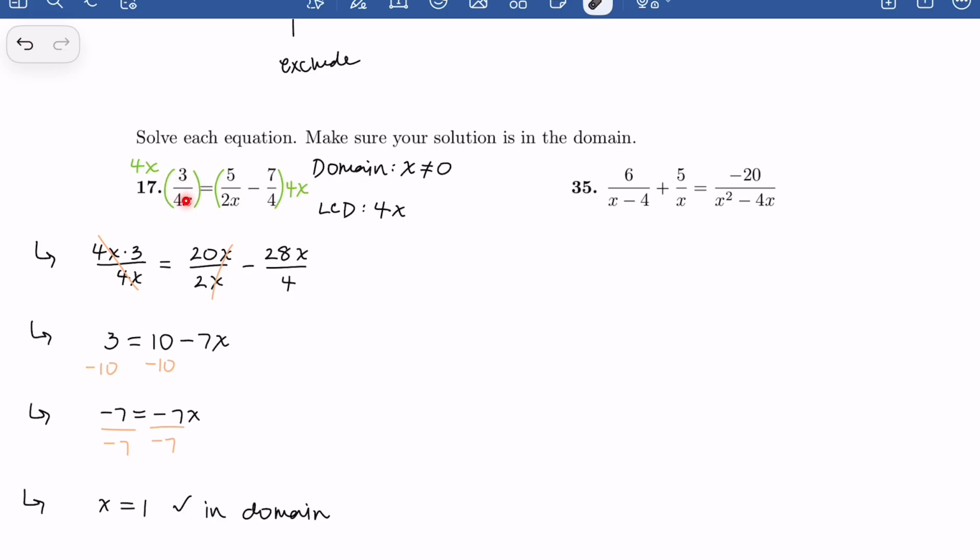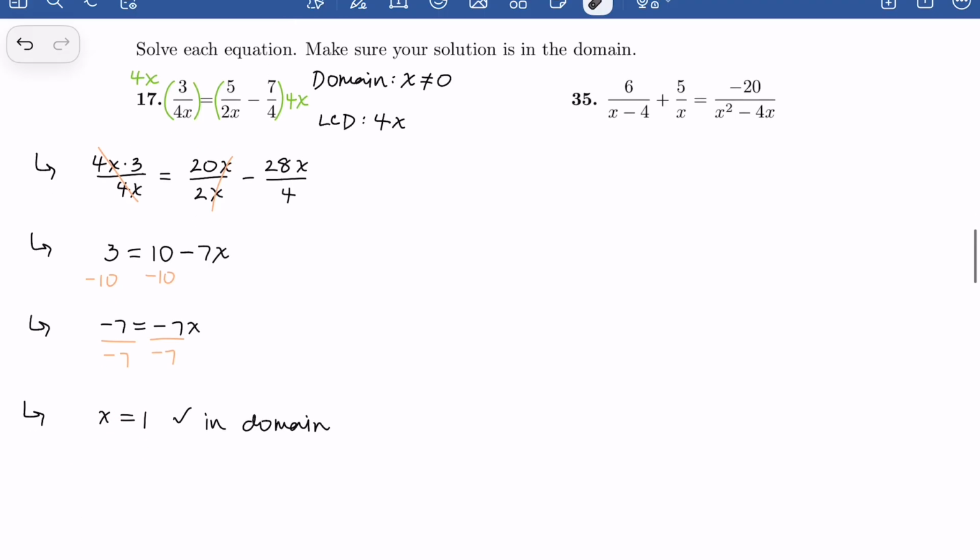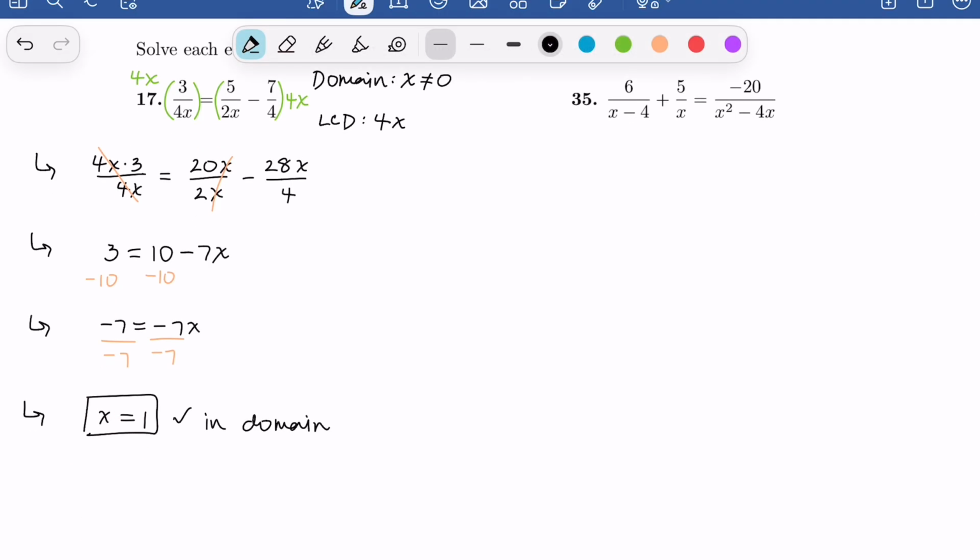So if we were to plug in 1 to this x, we would get 3 over 4. Plugging 1 into this x, we would get 3 over 4 is equal to 5 over 2 minus 7 over 4. We would get a common denominator here and subtract them, and we would in fact get 3 over 4. So this is going to be a solution to our original equation. And so our final answer is going to look like this. Our solution set consists of x is equal to 1. So that would be our final answer.